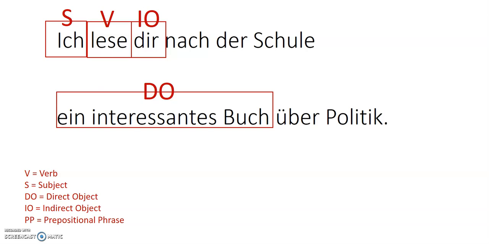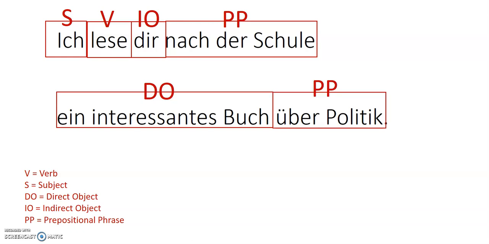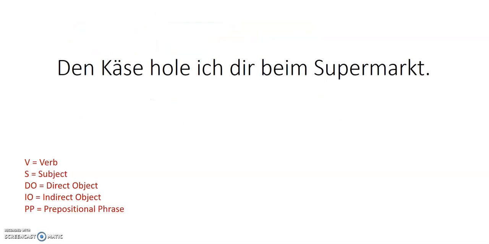So that's the dative form of du. Du, dich, dir. And then we are left with nach der Schule, after school, which is a prepositional phrase, and über Politik, about politics, another prepositional phrase. So this whole thing together means I am reading you an interesting book about politics after school. You do have to kind of rearrange the order that we would say that in English for it to make sense. All right, how about this one?